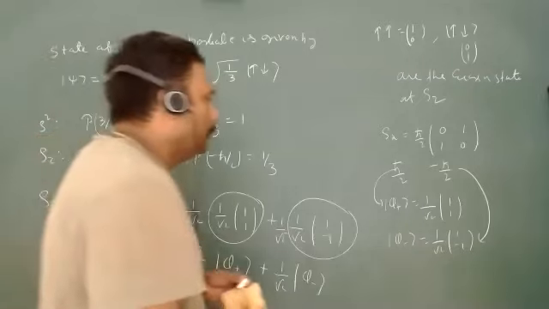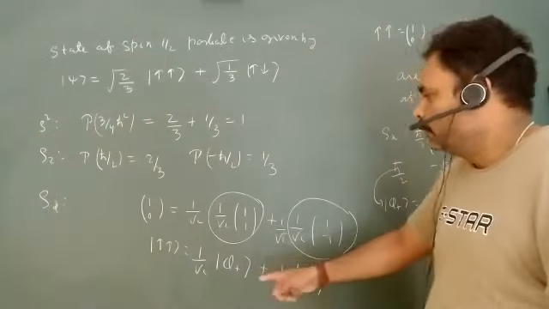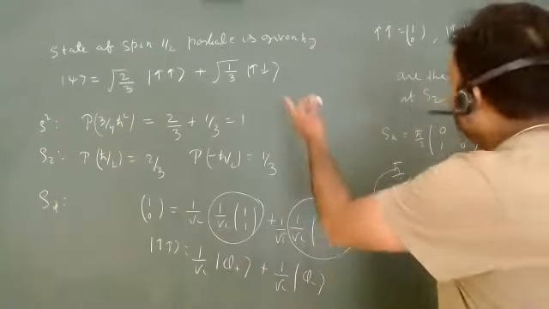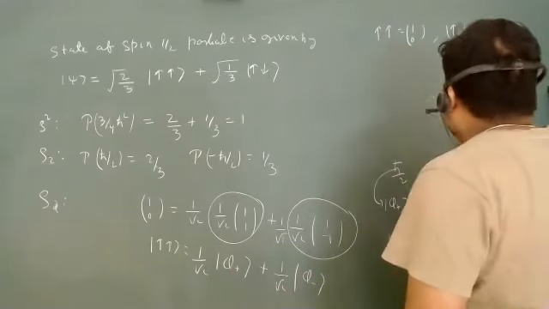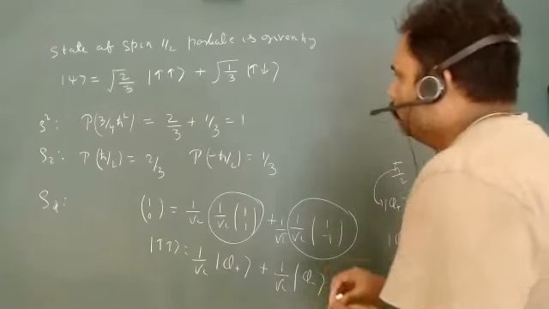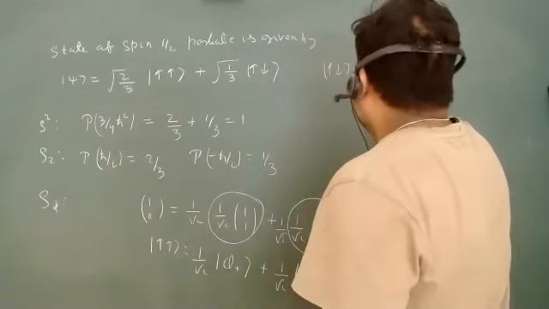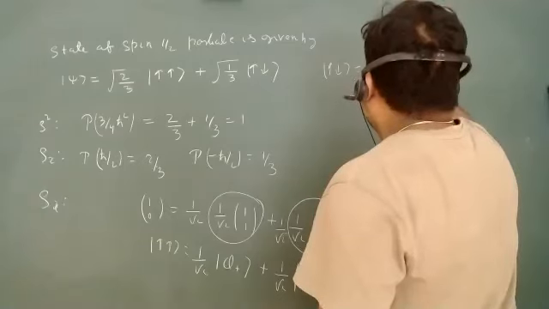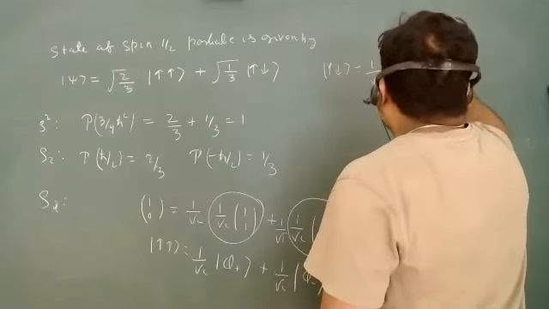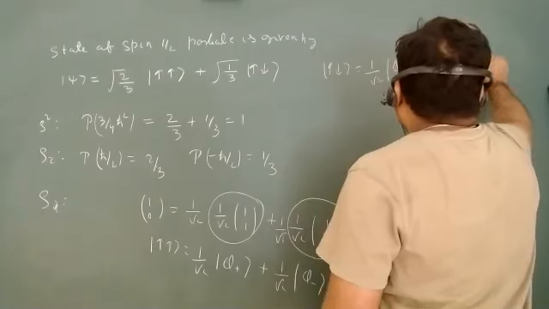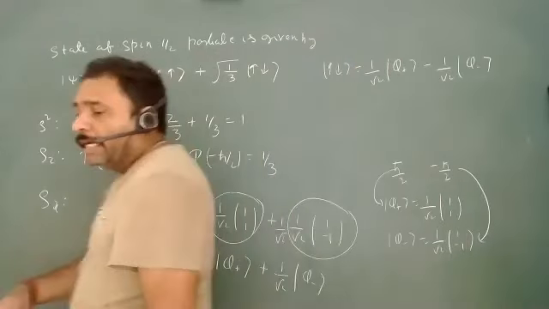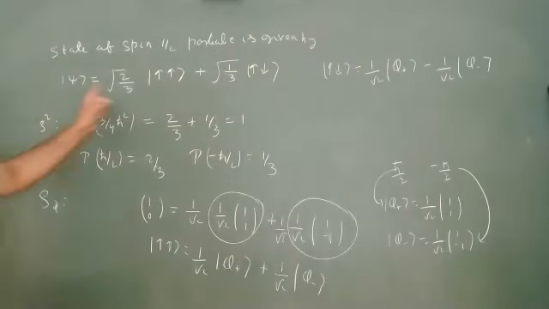Similarly, you have to write down in the basis of phi plus and phi minus. Then only you can measure this thing. So down can be written as 1 by root 2 phi plus minus 1 by root 2 phi minus. And now for Sx, you have to change the basis. Now let's try to change the basis.